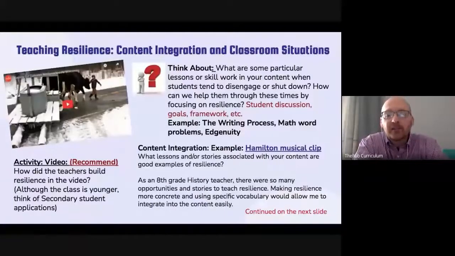And with content, how can you integrate your content lessons and stories that are associated with your content? As a history teacher, there are so many good examples of resilience. If I could go back and do it again, I would be much more concrete, using that specific vocabulary and making the students much more aware of it. We looked at a lot of resilience stories, but I didn't verbally discuss the resilience piece specifically with students as much as I could have.